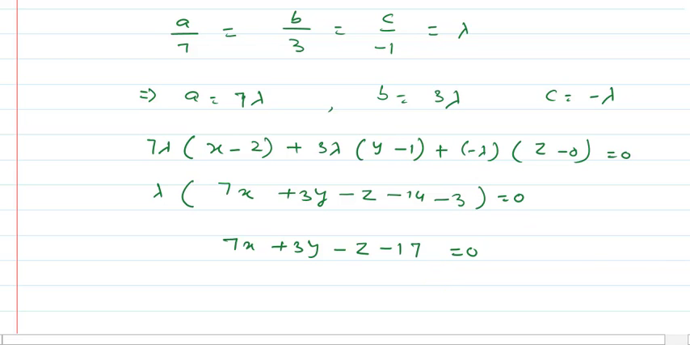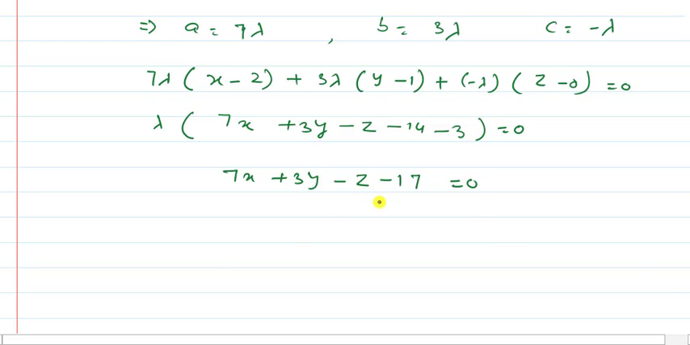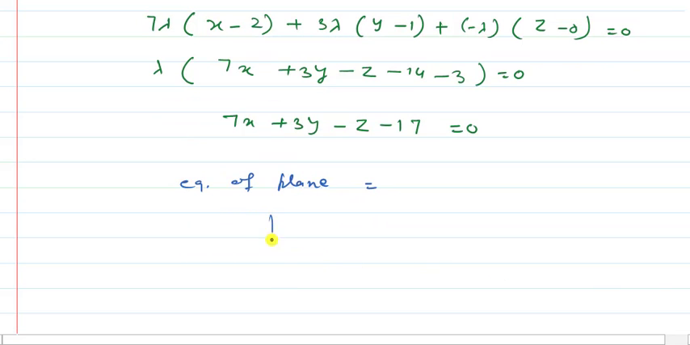There is one more method to find out this equation. This is the determinant method, and this can be used only when 3 passing points are given. So in this method, the equation of plane is equal to determinant of x minus x1. And the points, let me write the points again over here. These are 2, 1, 0, 3, minus 2, minus 2, and the third point is 3, 1, 7.